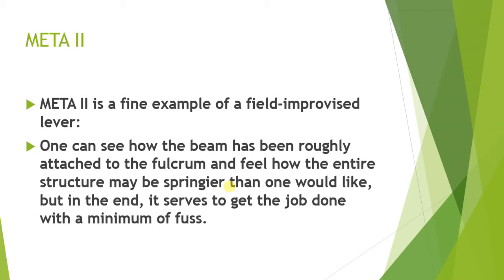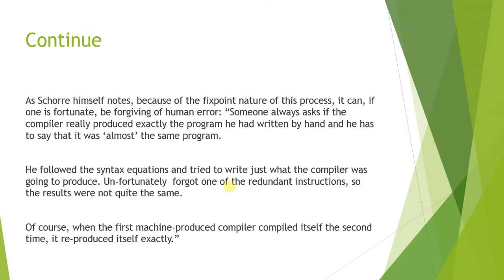Meta2 is a fine example of a field improvised lever. One can see how the beam has been roughly attached to the fulcrum and feel how the entire structure may be springier than one would like, but in the end, it serves to get the job done with a minimum of force, which is a good thing.